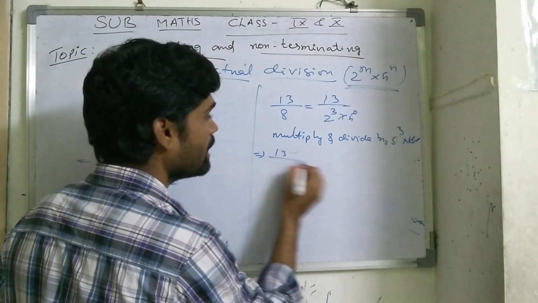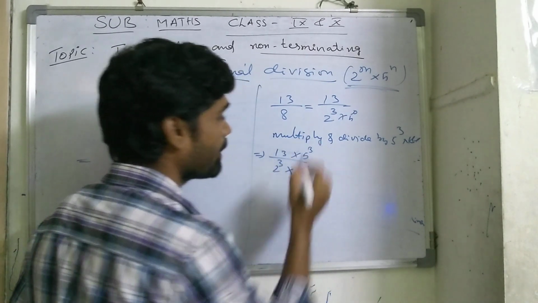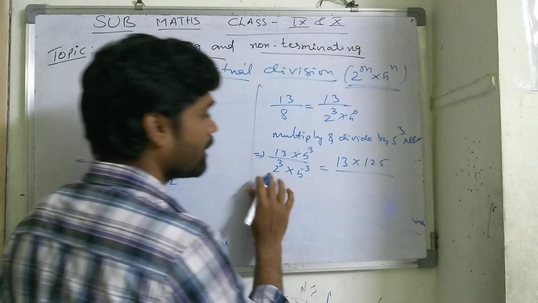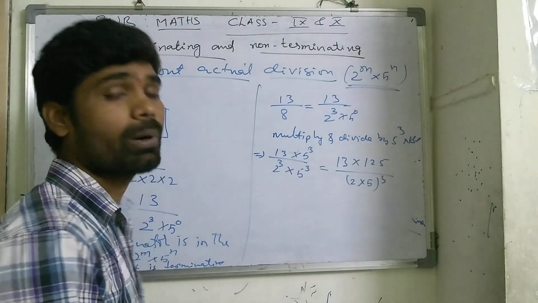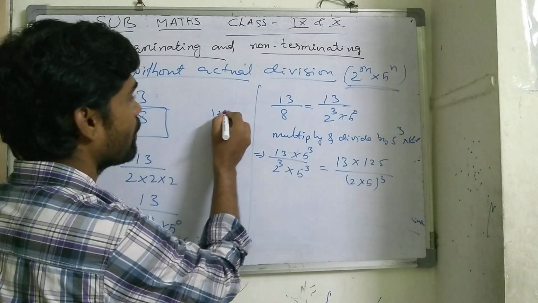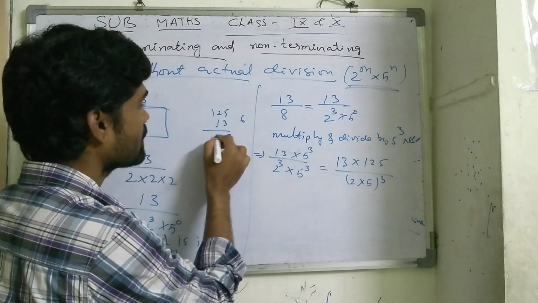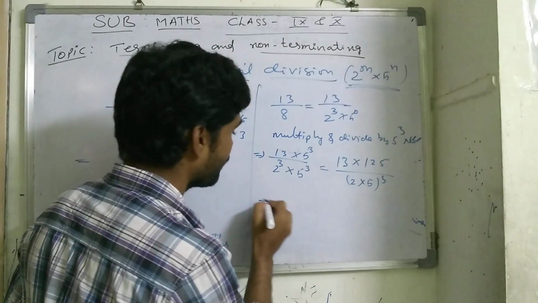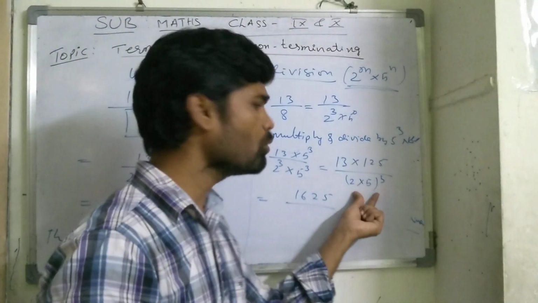So 13 by 2 power 3 into 5 power 3, into 5 power 3. So 13 into 5 power 3 is nothing but 13 into 125, by 2 power 3 into 5 power 3, which is 2 into 5 whole power 3. So 13 into 125, what may be the answer? 5 times 5 is 25, 5 times 2 is 10, and so on, giving 1625 by 2 into 5 power 3.